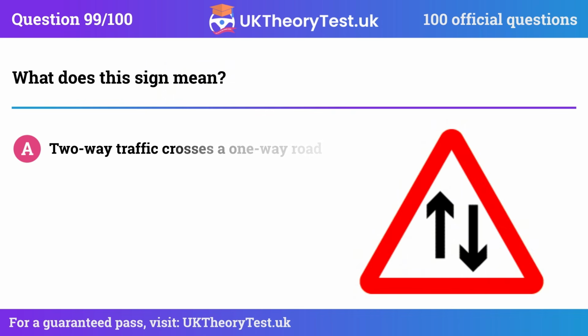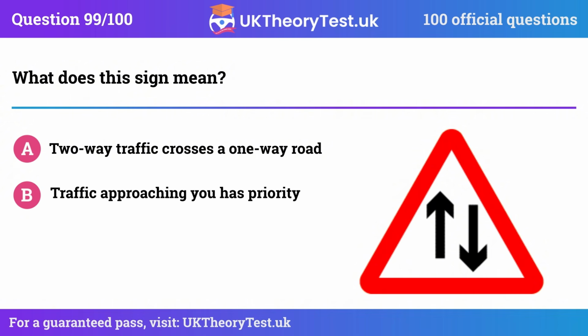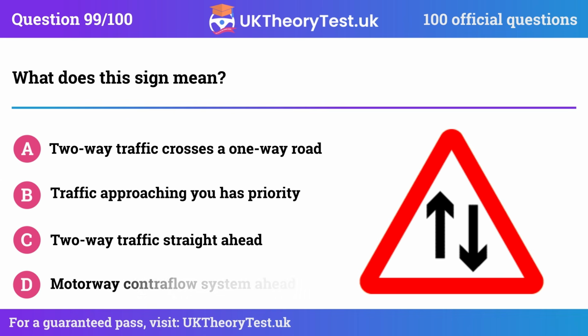A. Two-way traffic crosses a one-way road. B. Traffic approaching you has priority. C. Two-way traffic straight ahead. D. Motorway contraflow system ahead.